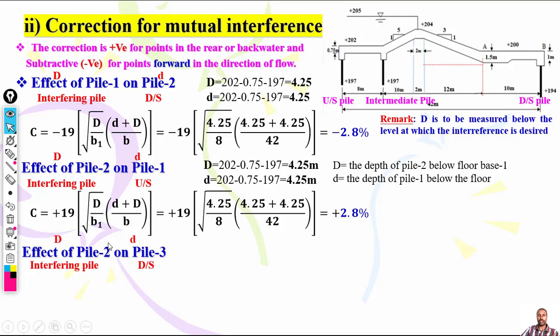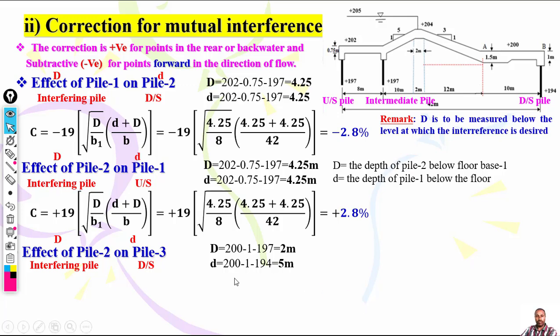But keep in mind capital D and small d. For the interfering pile, you give capital D, which is the depth of the interfering pile below the floor of the pile to be influenced, and small d is the depth of the second pile, or the influenced pile, below its floor. You can write. So D, let's see now. Capital D is just the depth of the pile, which is the pile of 2, below the floor of 3. So that's why 200 minus 1 minus 197, which is 2 meters.